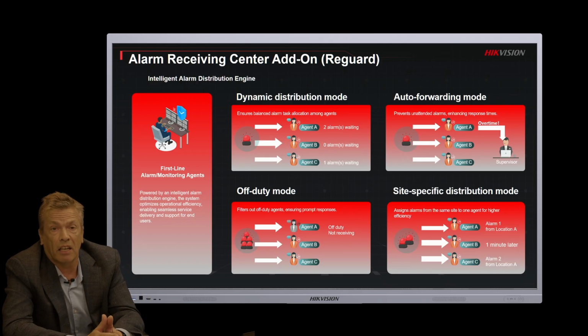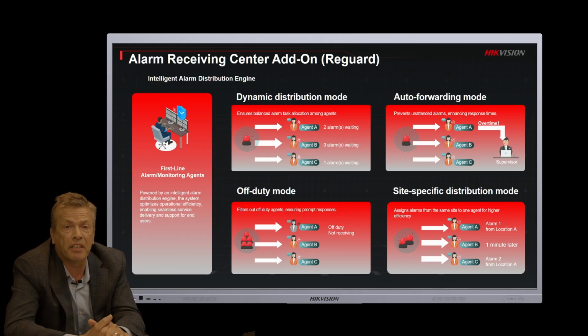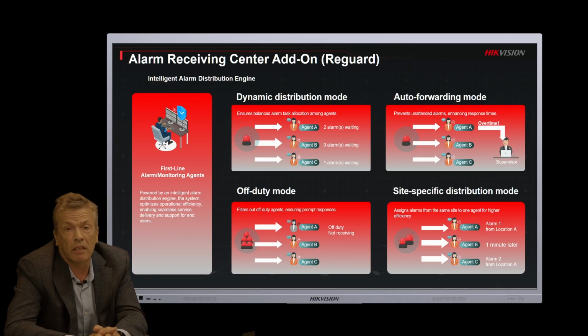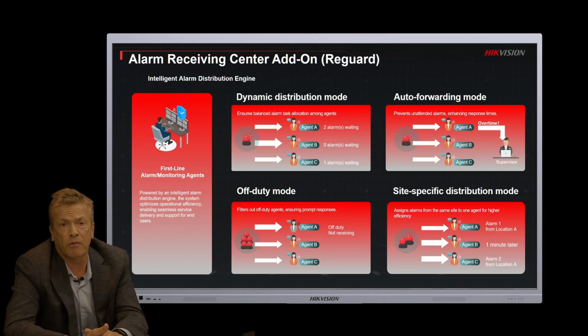Another key feature of this Alarm Receiving Centre add-on is its intelligent alarm distribution engine, designed to flexibly deliver alarms to operators in different scenarios. It supports dynamic distribution to balance workloads, auto-forwarding to avoid unattended alarms. It also provides site-specific distribution, so alarms from the same location are assigned to one operator for higher efficiency. Altogether, this engine optimises efficiency and ensures alarms are always handled promptly and professionally.